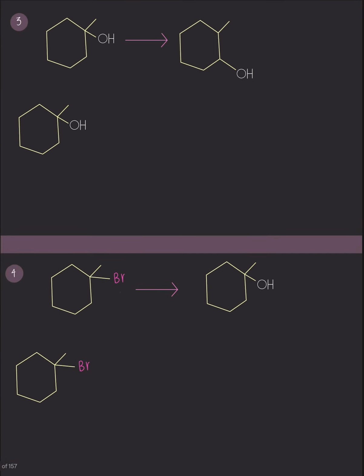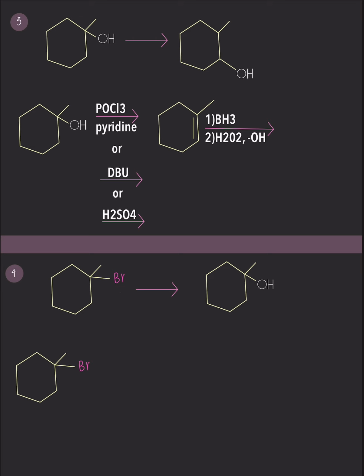What about in this reaction? Well, I could have my alkene. And then what reaction can I use? Well, if I do 1. BH3, 2. H2O2, OH-, then I can have my OH on the least substituted carbon and have my product.